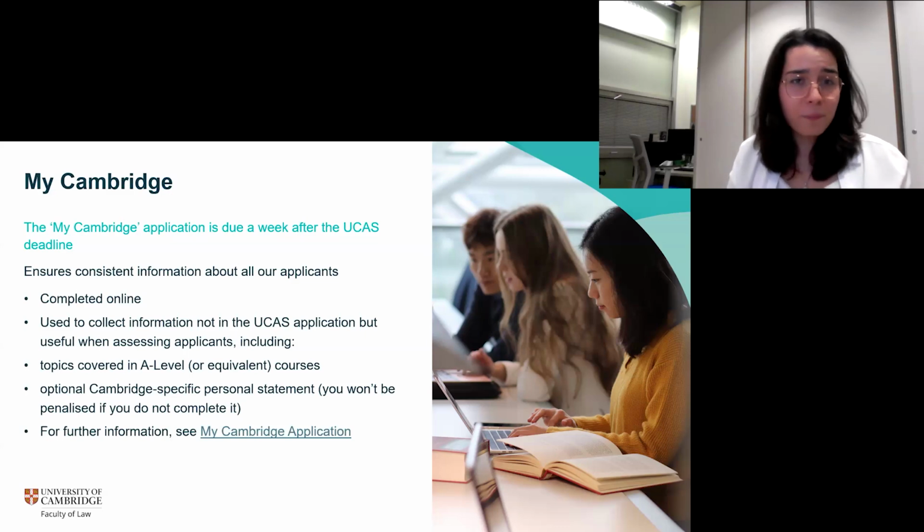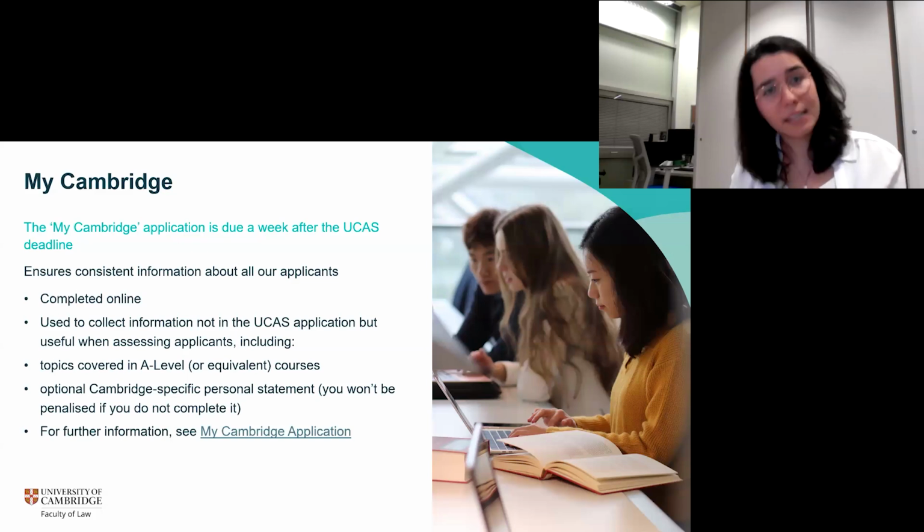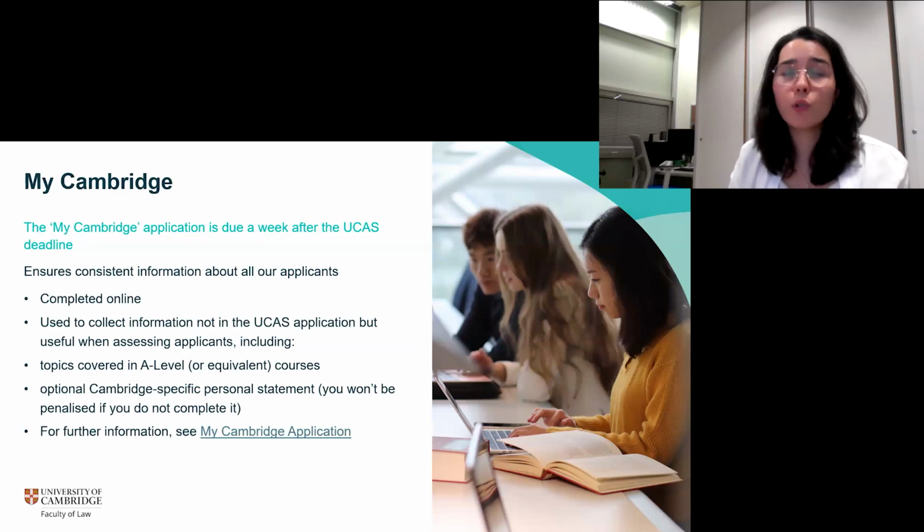You complete it online, and we collect information that's not in the rest of your UCAS application. Primarily the topics that you've covered in your A-level or other courses that you might be doing. And you also have the chance to write a Cambridge-specific personal statement. You do not have to. You will not in any way, shape or form be penalized if you don't.